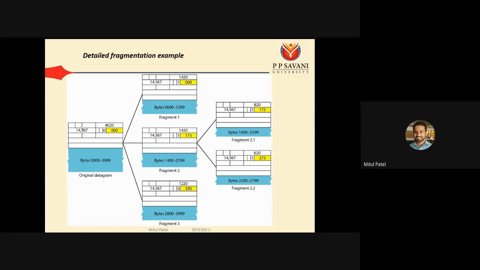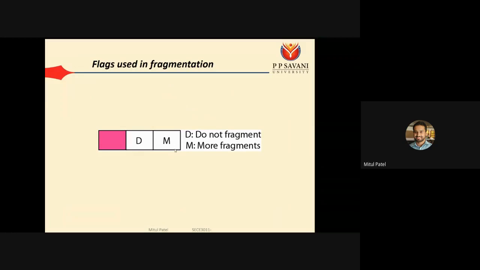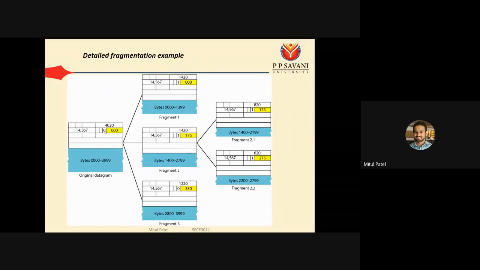Identification number આપણો કોપી થશે ત્રણ ફ્રેગમેન્ટમાં 14567, 14567, 14567. The flag 1 indicates more fragments for the first two fragments. Here 0 means no more fragments, so this is the last fragment.